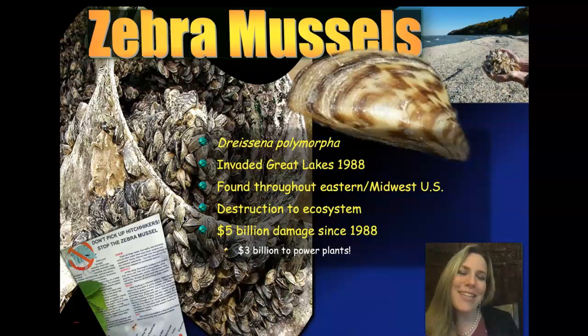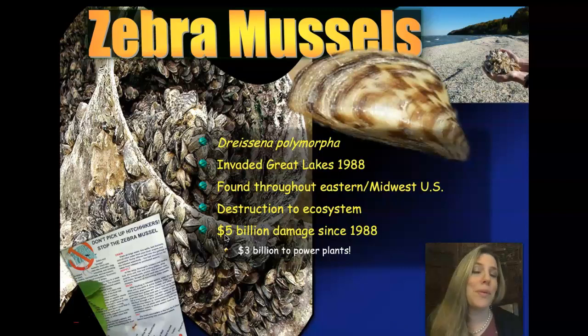So just since 1988, they've already caused $5 billion of damage, and $3 billion of that was to power plants, because these guys will just coat whatever they find. So whether it be a pipe or anything that gives them substrate, they will just completely coat and disrupt. So they clog pipes, they get into ships, they have really wreaked havoc on water treatment plants. So lots and lots of economic damage.